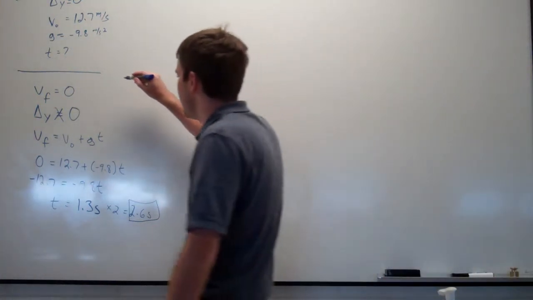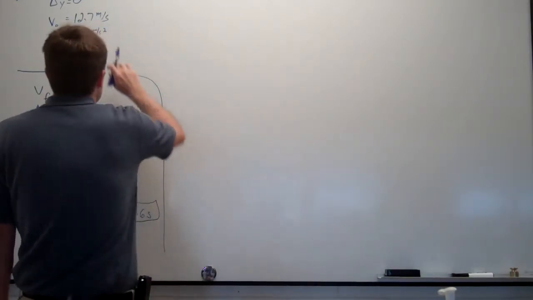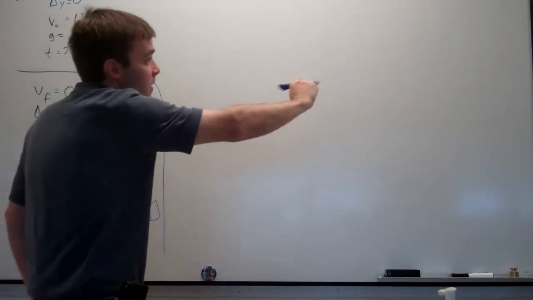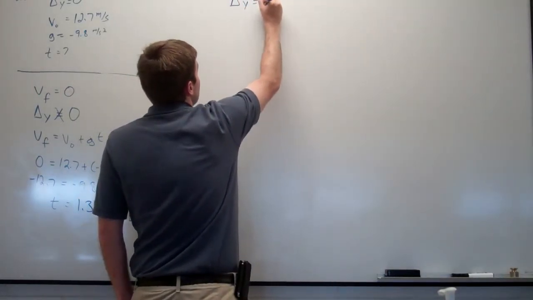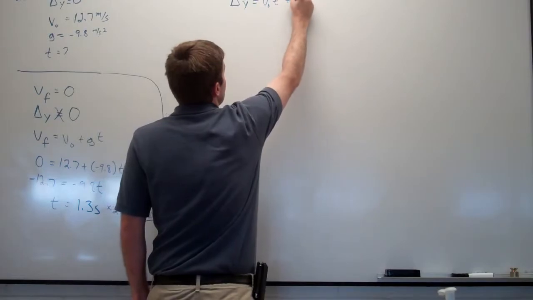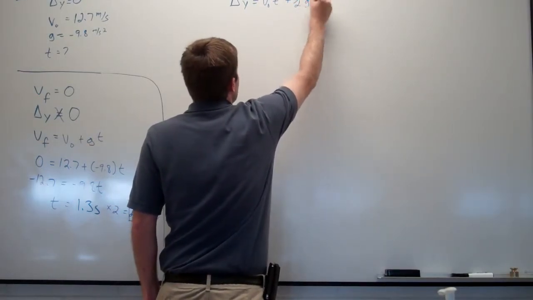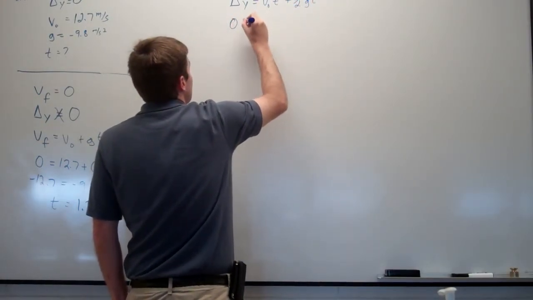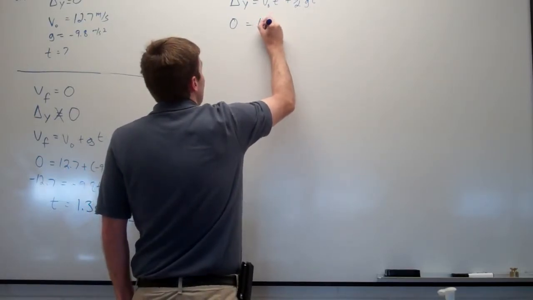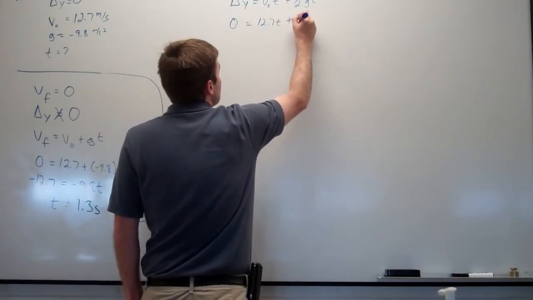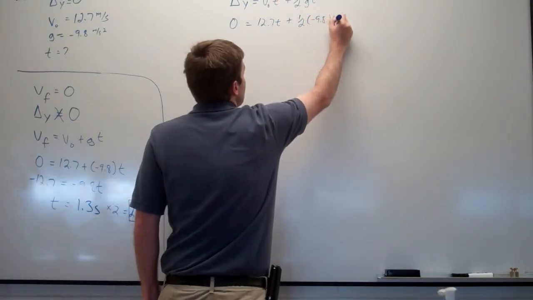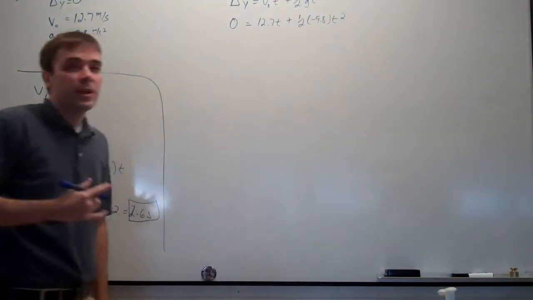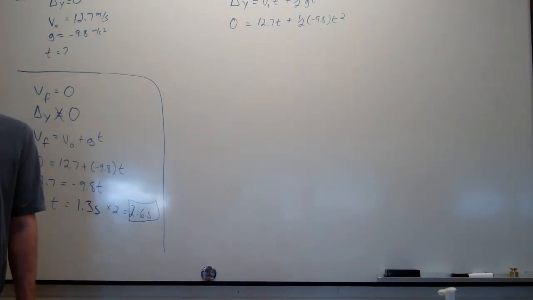Other way to do it is to use the variables we had and say delta y equals VOT plus 1/2 GT squared. And we get 0 equals 12.7T plus 1/2 times negative 9.8 times T squared. So we still have a T and T squared, but now what can we do instead of having to use a quadratic?